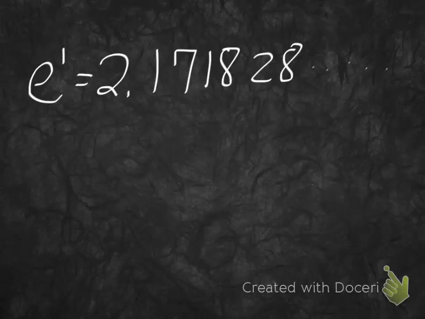So e is actually a number. It's not a variable. It's a number, just like pi represents a number. E is used in the natural exponential function, and we're going to be talking about that today.